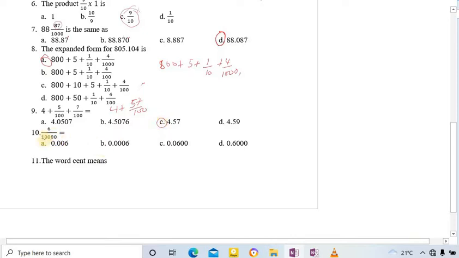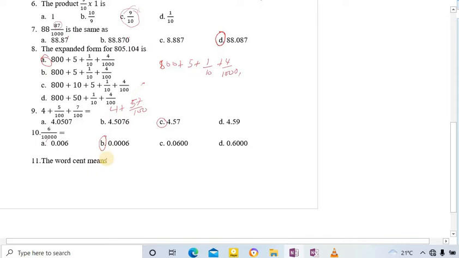Then we have the 6/10,000. That would mean that the highest place value would be at 10,000. So let's see, tens, hundreds, thousands, and then 10,000. So the answer is going to be B.